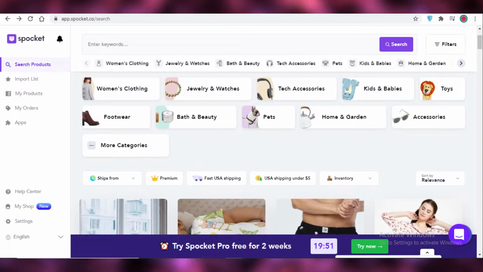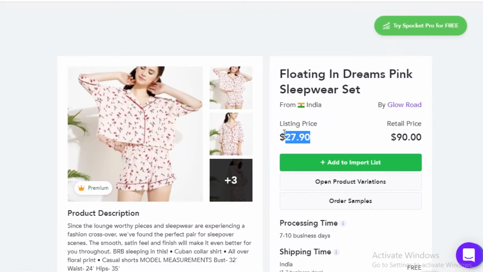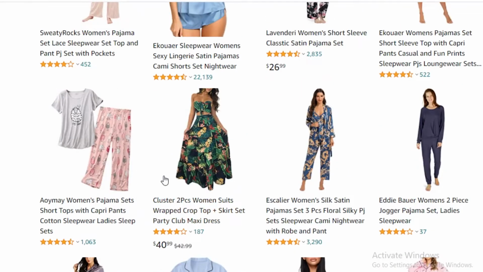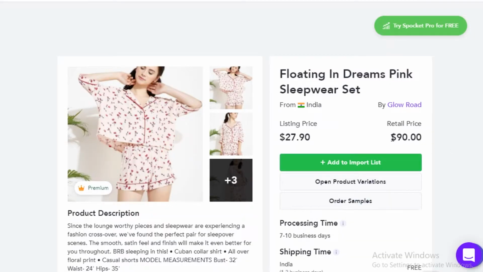So let's just say over here, we have this night suit and the listing price is $27.90 and it says it's going to retail for $90, but that is inaccurate because as you just saw on Amazon, there are night suits that are available for $26 and $90 is just unrealistic. So accordingly, what are you going to do now? You're going to take a look at the left side.